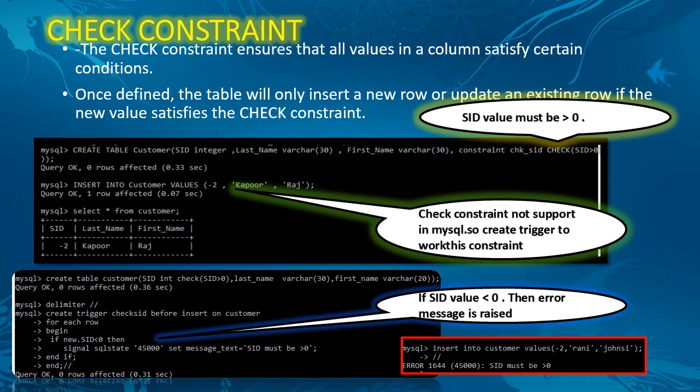See, after creating the trigger, next I am trying to insert the value -2 for the SID. Now it raises the error, SID must be greater than 0.